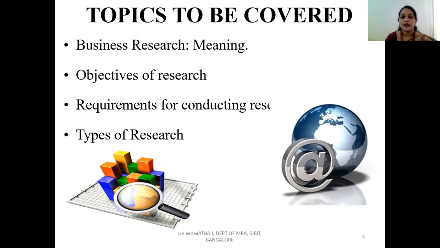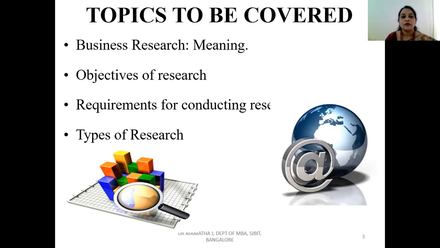And there are various types of research. When you conduct research, it is not only one type or two types. There are various types of research, so you need to know the difference between them. When you take up research, it depends on your situation, your topic of interest, or your specific domain. So we have to discuss the different types of research.